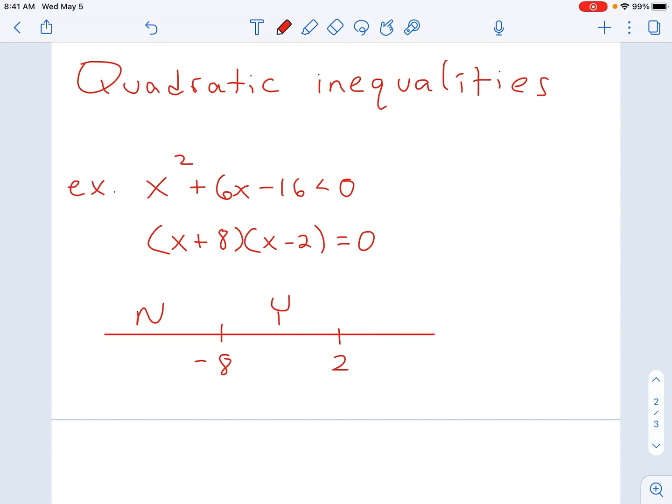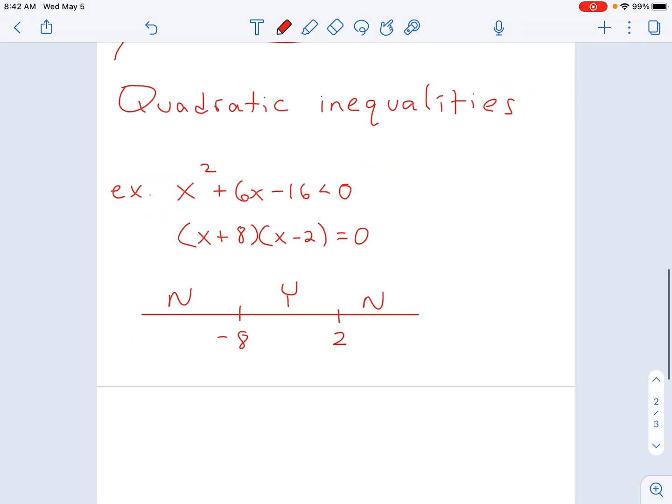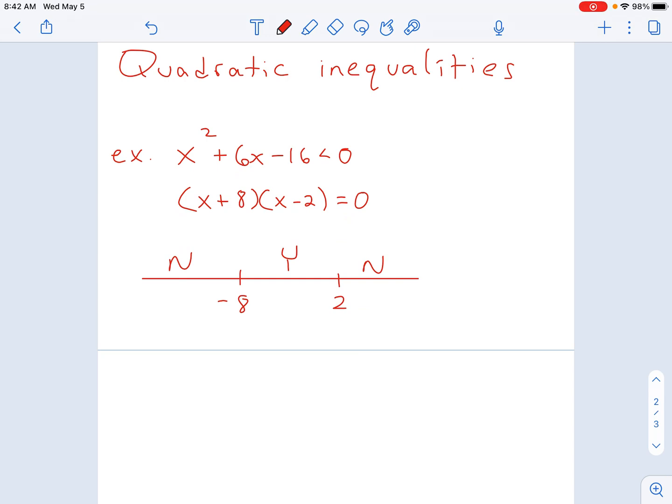And then I'm going to choose a number larger than 2. So again, an extreme value like a million. A million squared is a big positive number, and 6 times a million is a big positive number. So the whole thing is going to be positive, which is not less than 0. And therefore that does not work. And so my solution is going to be stuff between here and here, but excluding the boundary points. Why are they excluded? Because I only want the stuff that makes it less than, not less than or equal to. So in interval notation, we are from negative 8 to positive 2.